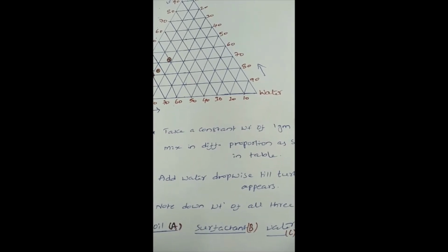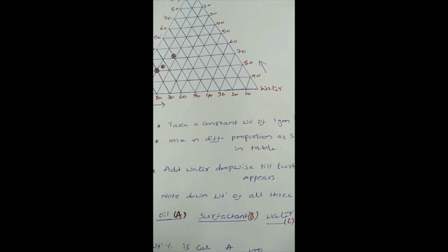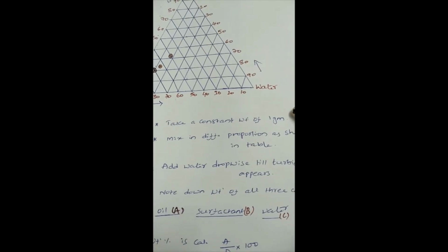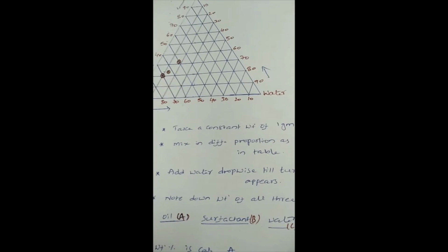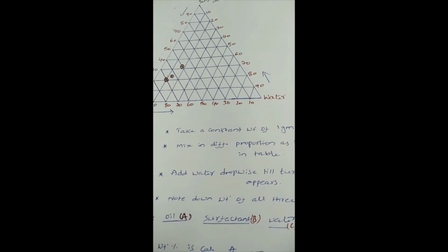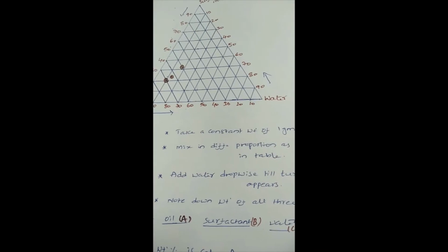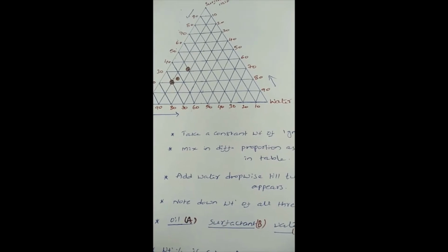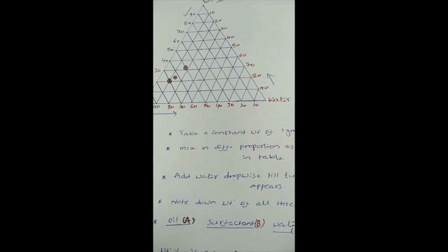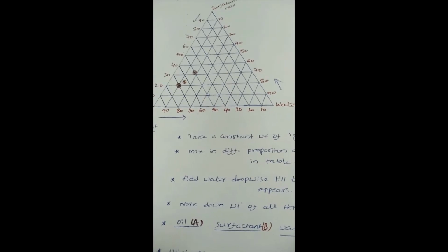1:9, 2:8 means for 1 gram, the first composition will be 100 mg of oil and 900 mg of surfactant, and next 200 mg of oil and 800 mg of surfactant. Like that it goes up to 900 mg of oil and 100 mg of surfactant. After taking the oil plus surfactant in a glass vial, mix them properly and make sure it forms a homogeneous solution. Then add water dropwise. Till what point do you add the water? Till the turbidity appears. Once the turbidity appears, stop the addition of water and take the total weight.